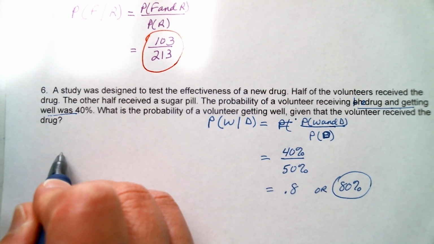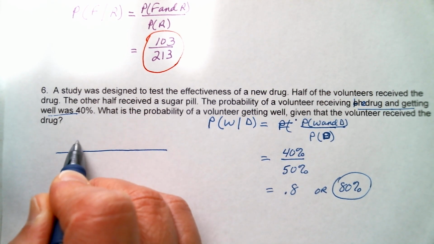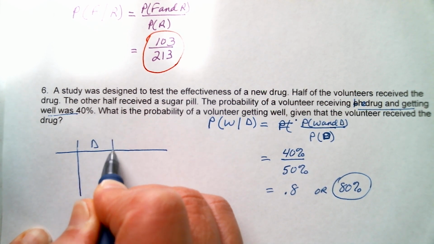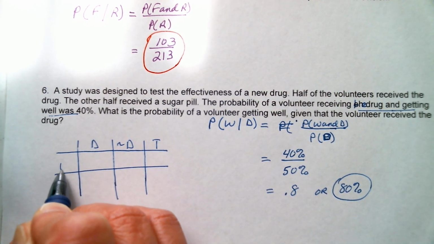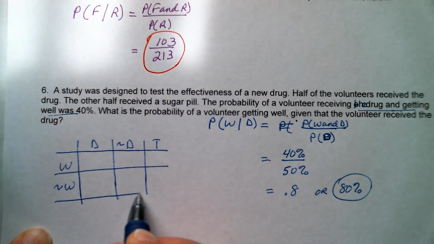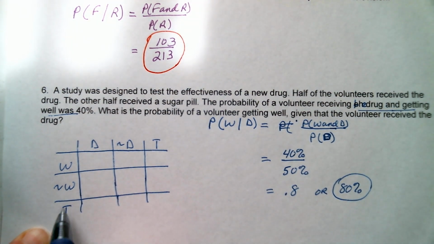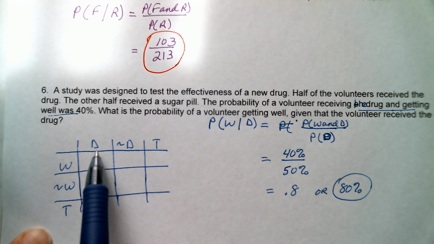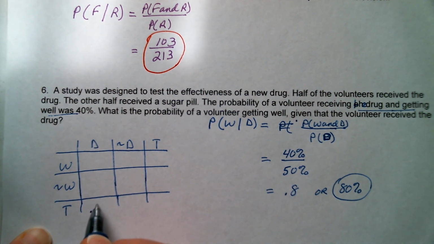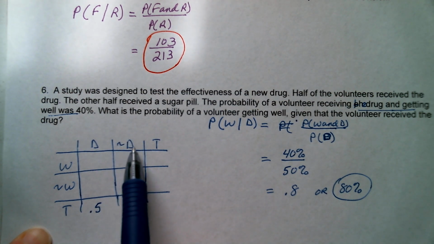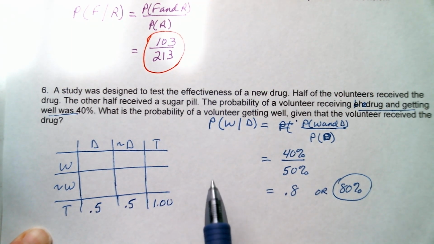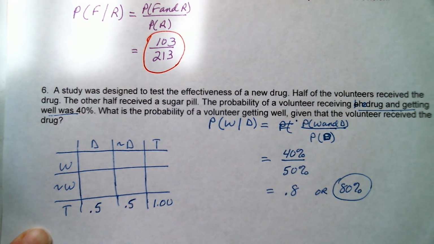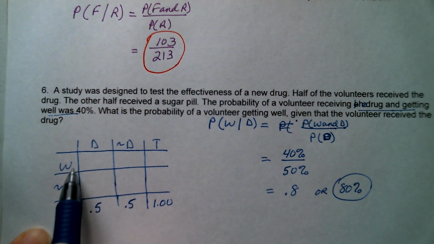So my table would be drug, no drug, total, well, not well, total. Half the volunteers received the drug, drug total, 0.5. The other half, so not drug, 0.5. The probability a volunteer received the drug and gets well, so drug and well was 0.4.